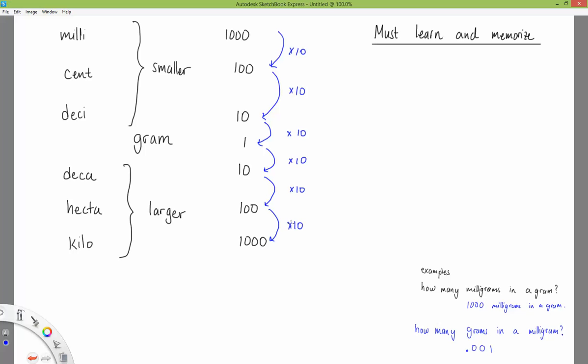So let me just do that in another color. And if we go the other way, I'm going to say multiply by 0.1.